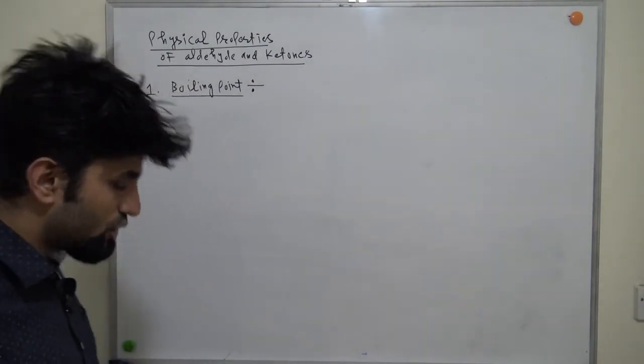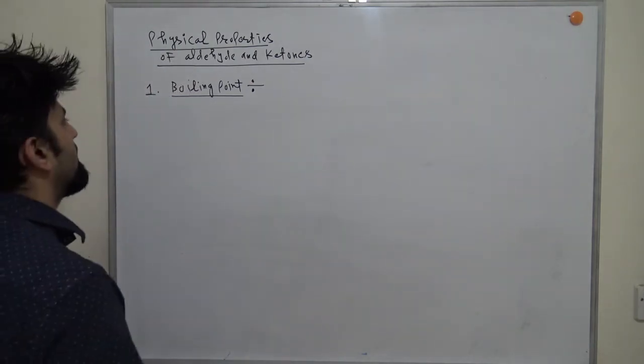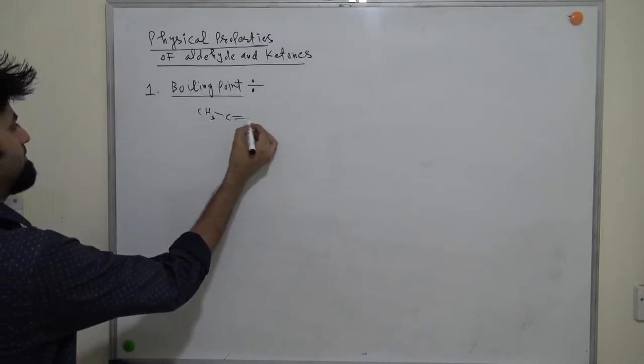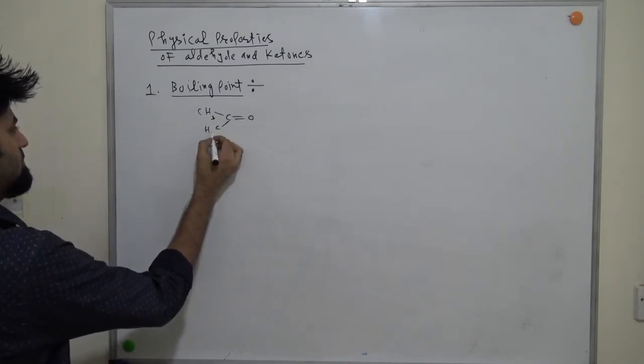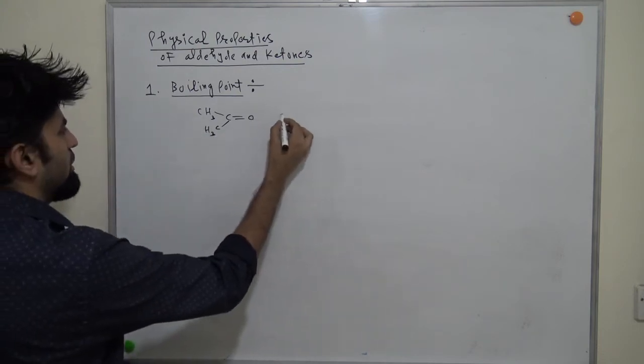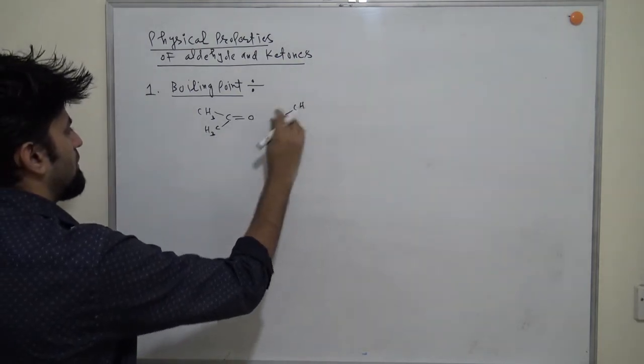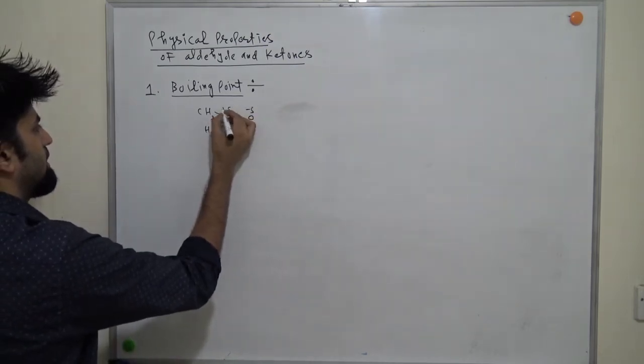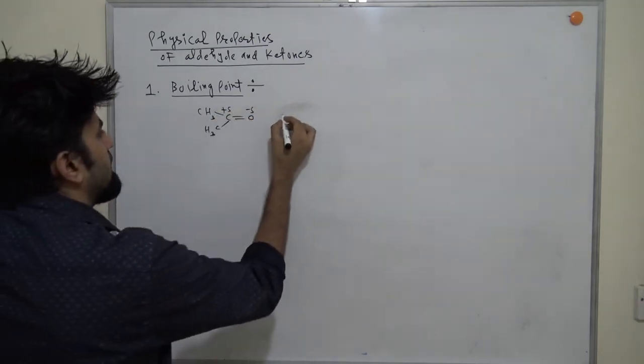Okay guys, so let me tell you a very important thing. Suppose this is your ketone, and this is another molecule of ketone. Like this one has delta minus, this one has delta plus. And this is another molecule of ketone.